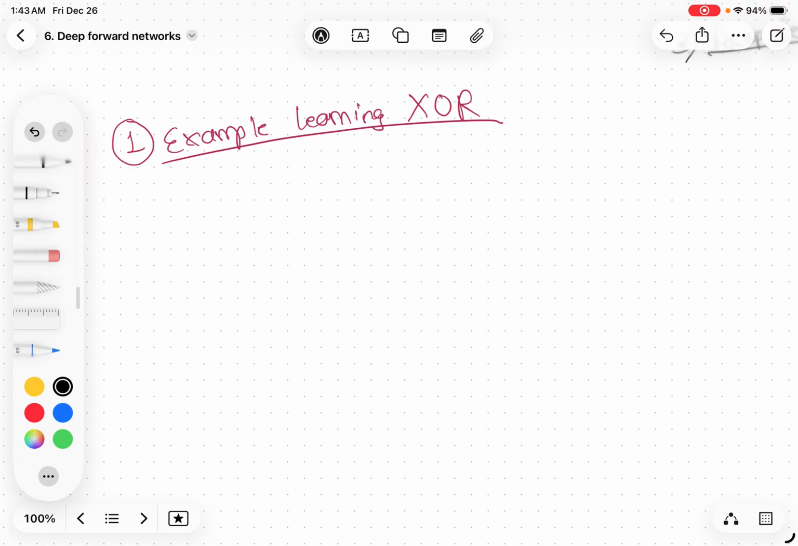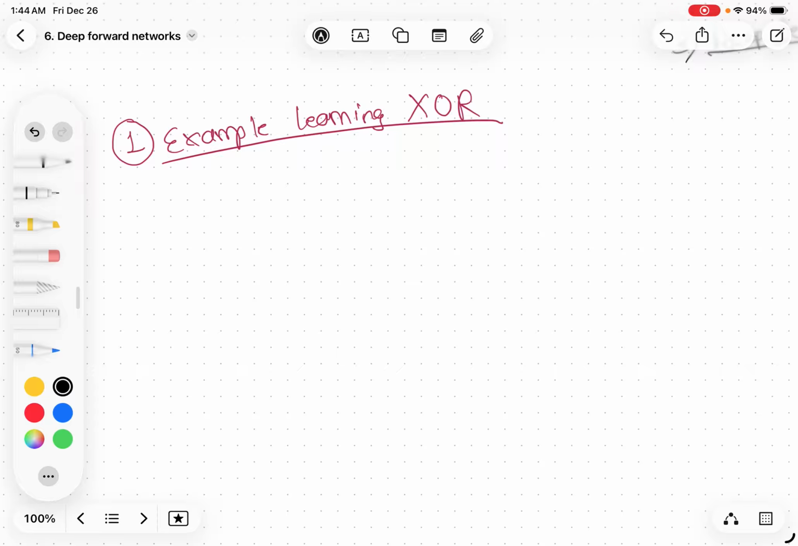We all know what an XOR function is. Hopefully, it is a slight modification of the OR operator. And so how do we learn this XOR function?